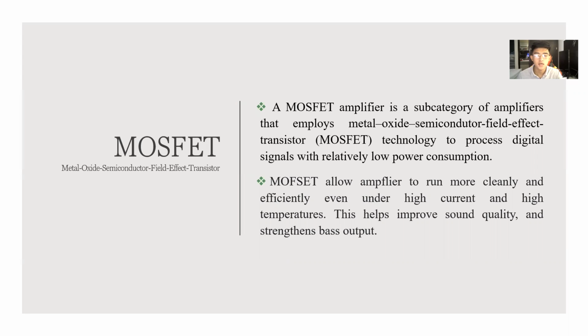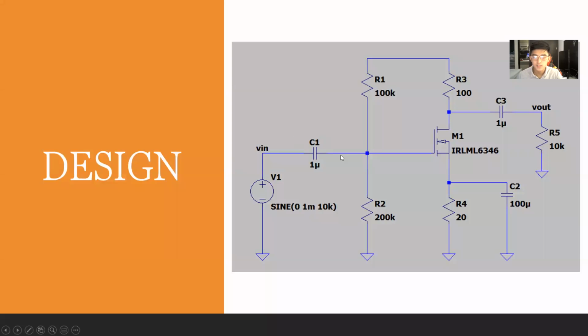So for this project, I made a circuit design that will mainly focus on the N-channel MOSFET. As you can see in my design, I have my N-channel MOSFET right here, the IRL ML6346, and I have the voltage source right here, a sine wave at 10 kilohertz.